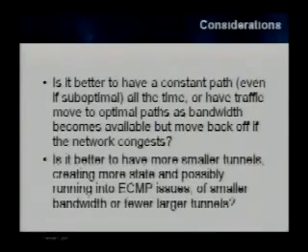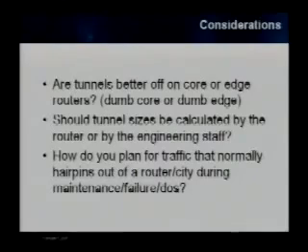What's a better way to handle the larger flows in traffic? Should we have smaller tunnels? Creates more state on the routers, possibly running into ECMP, equal cost multipath problems. Is it better to have a smaller number but larger tunnels? Are they better off on the core or the edge? That's a whole design philosophy as far as, do you want to have a dumb core or a dumb edge? How do you want to calculate your reservations?